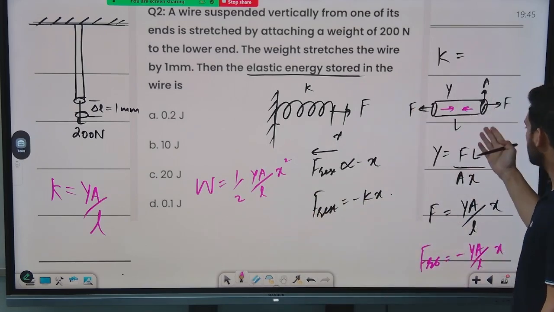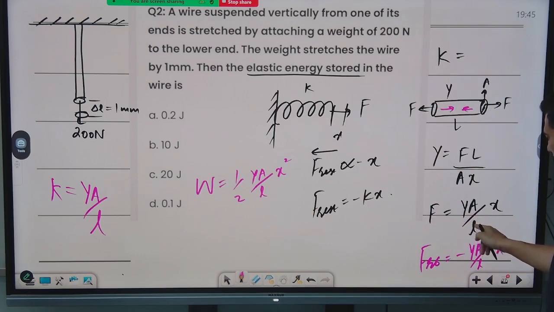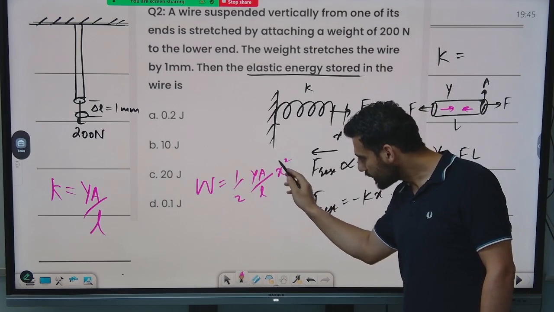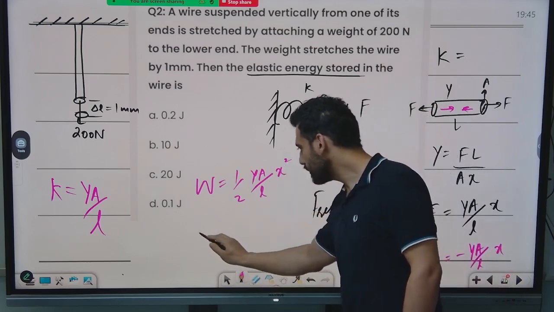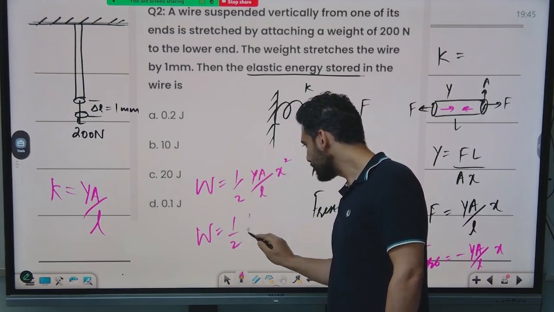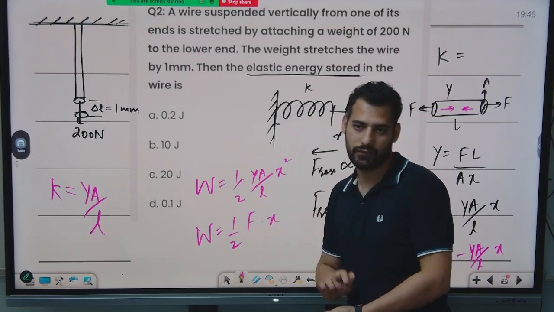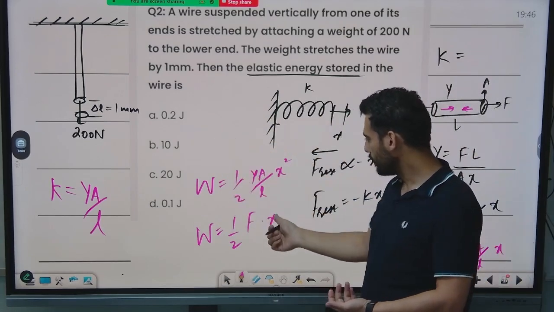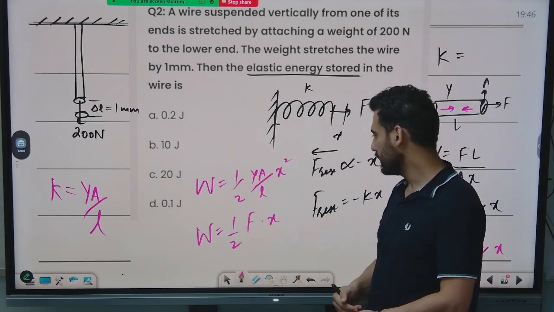You know that force is equal to what? YA by L times x. So YA by L times x is already F, correct? So W will be equal to half of YA by L times x, which is F, and then there is one x left. You have everything, right? You have the force, you have the displacement, and you of course can divide it by 2.